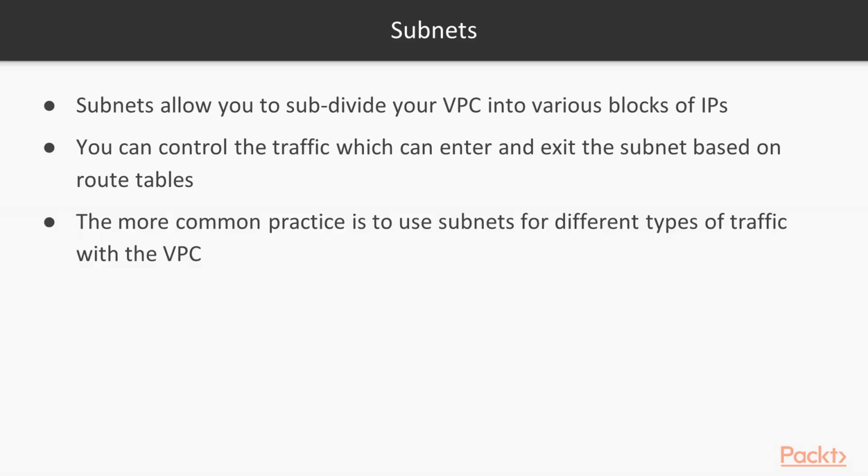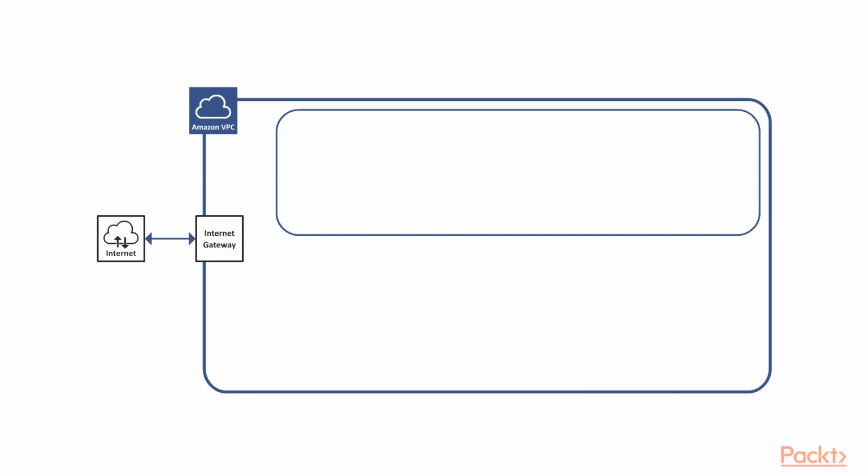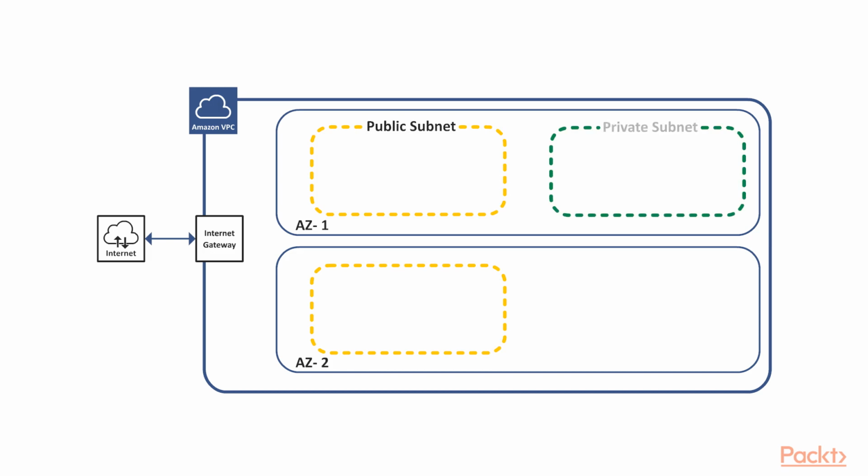The typical use case is to have different subnets for different types of traffic. Here is an example of a public-facing application. There are a couple of things to note. First of all, this environment is replicated across two AZs. This provides redundancy just in case one AZ goes down.